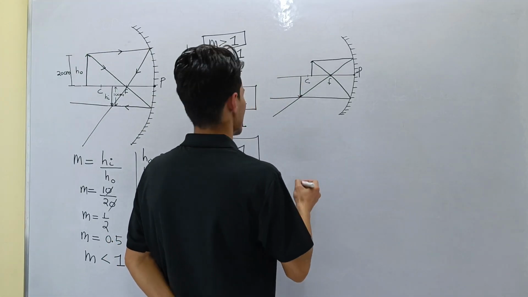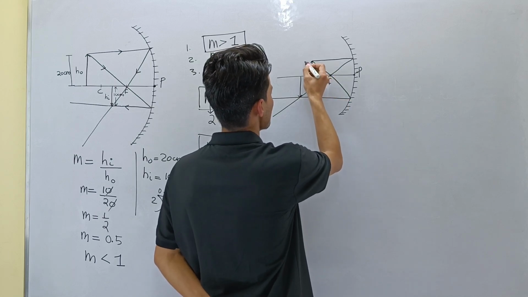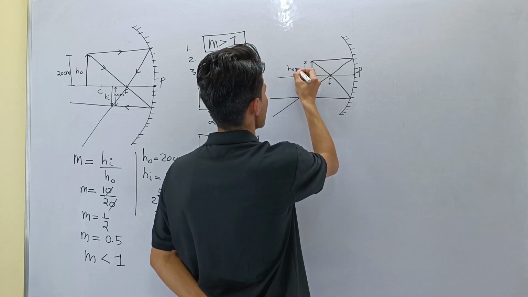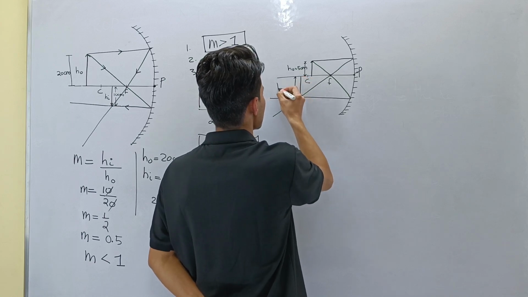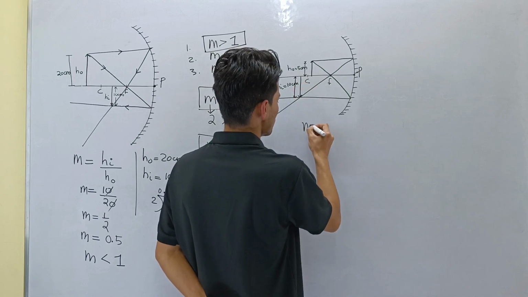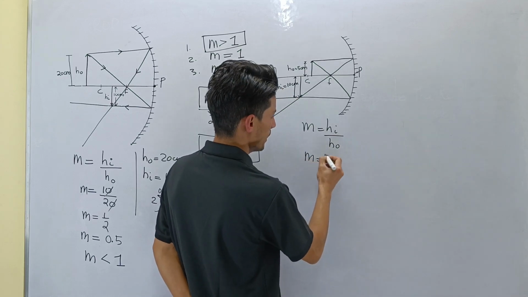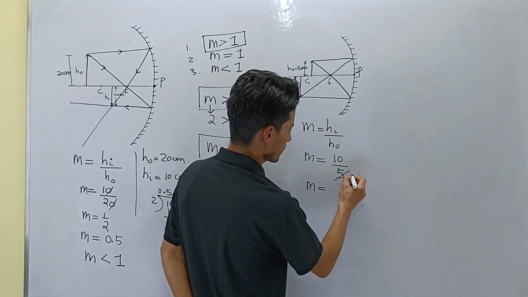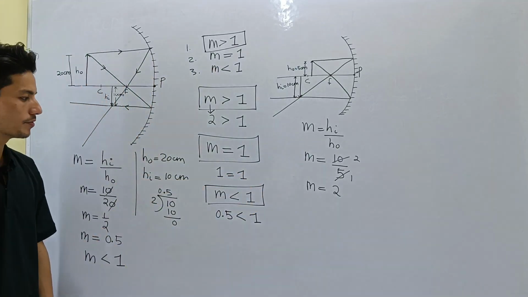So let's take this one. The formula of M: let's take this to be 5. This is HO; let's take HO to be 5 centimeter. This is HI; let's take HI to be, say, 10 centimeter. So M is equal to HI by HO. HO is 5, so 5 ones are 5, 5 twos are 10. M is equal to 2. We are getting an M value of 2.